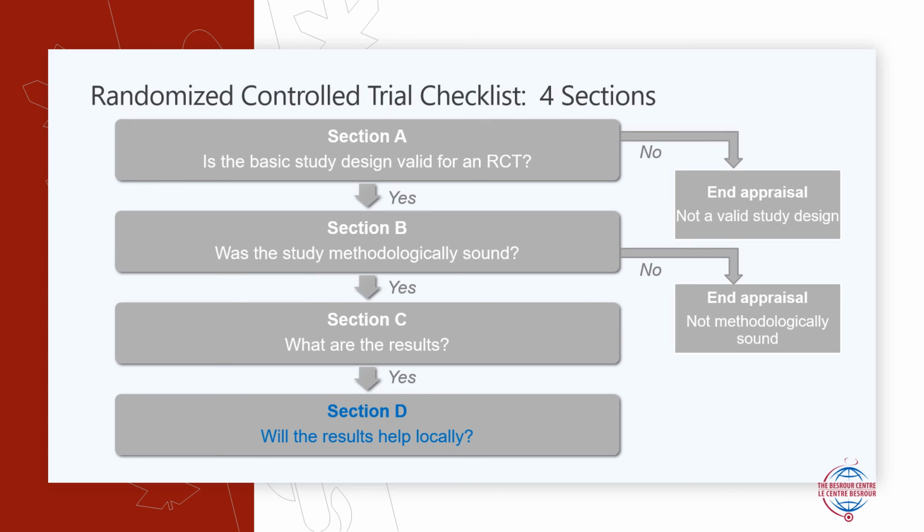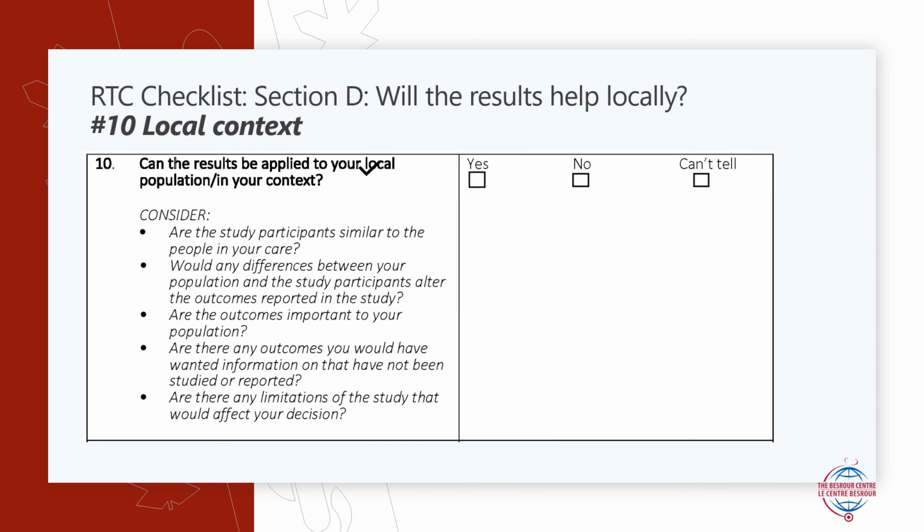We're moving into the home stretch here. So the last section of the RCT checklist is around thinking about the impact of the results and whether the results will help locally and in other broader contexts. In this framework, in section D, there are two questions when we're thinking about whether the results will be helpful or not. The first one is around local context.